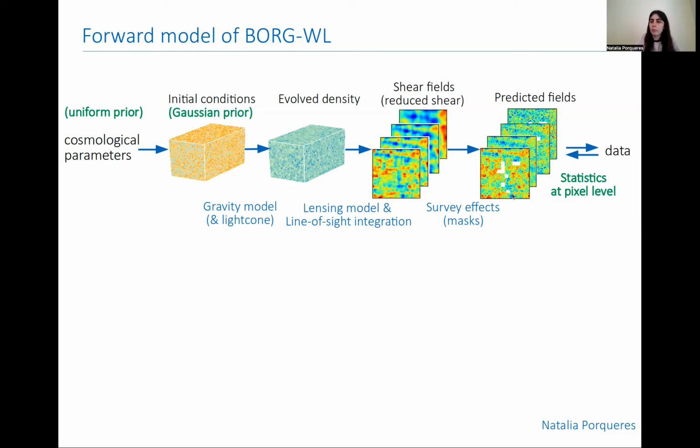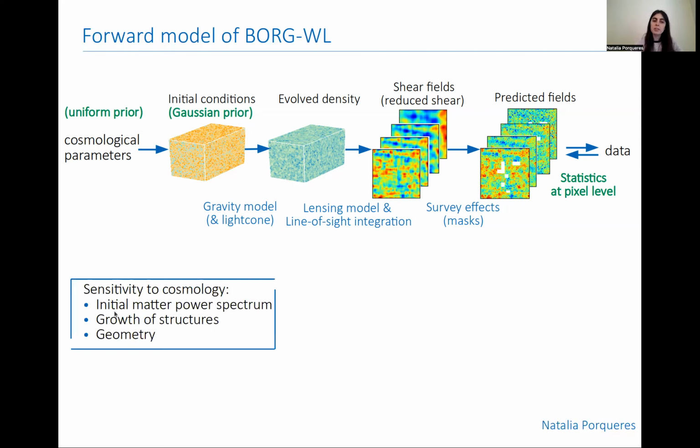Okay, then we will compare these predicted shear fields to the data. But with all this forward model here, the sensitivity to the cosmology is threefold. It depends on the cosmology through the initial matter power spectrum that gives us the covariance of this Gaussian prior for the initial conditions, through the growth of structures, which is encoded here in the gravity model, and through the geometry, because every time we change the cosmology, the distance-redshift relation changes, and that means the line of sight integration here also changes.